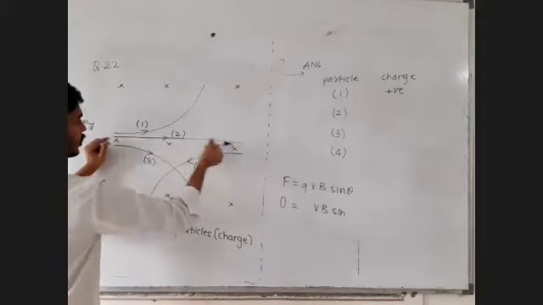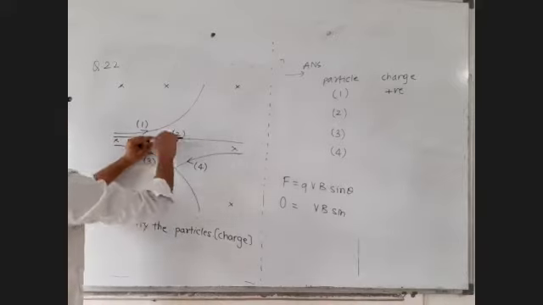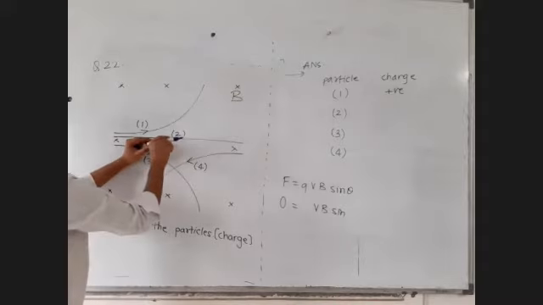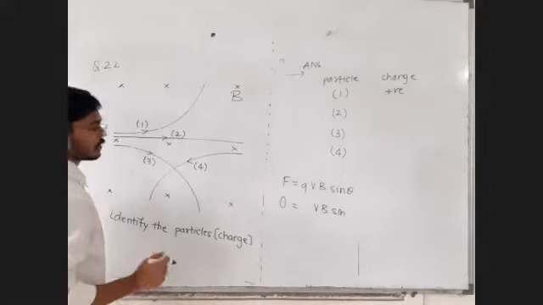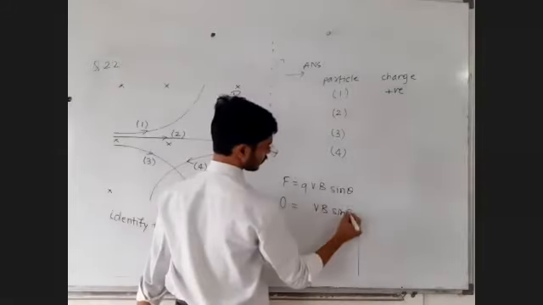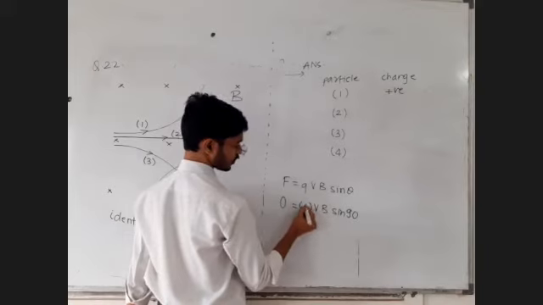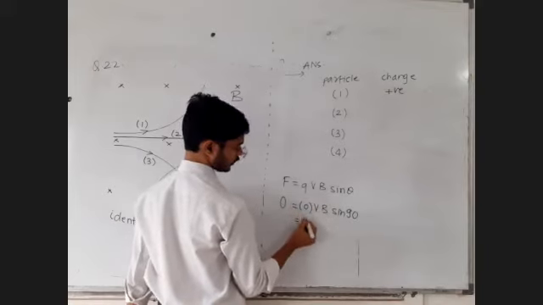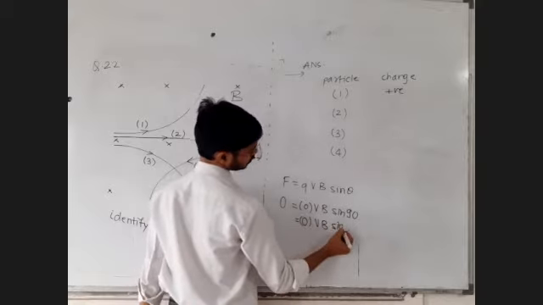Velocity is in the plane of the board. Magnetic field is going inside the board. So the angle between them is 90 degrees. So this charge must be zero, because only then you can get the answer as zero. So it must be a neutral particle.